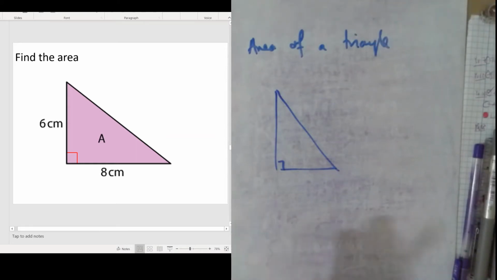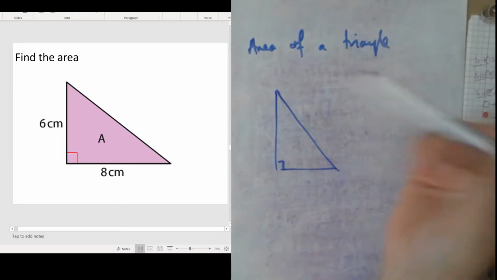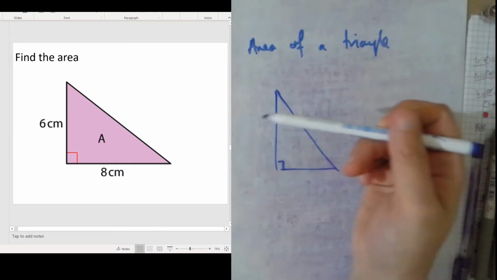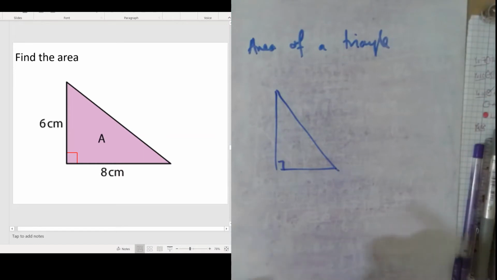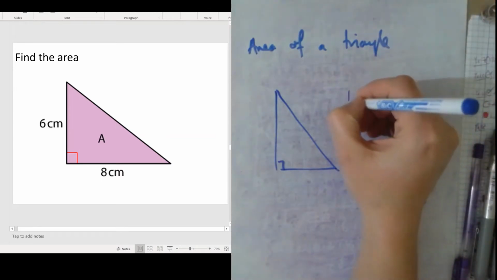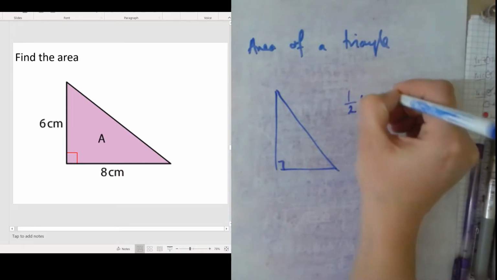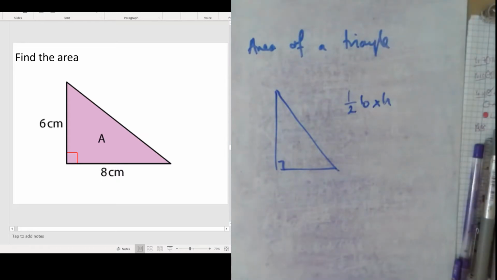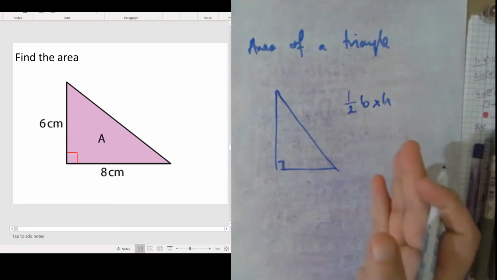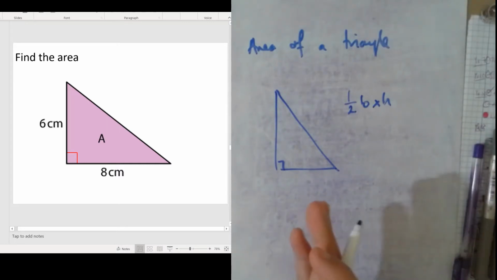Afternoon, guys. So today we're going to look at the area of a triangle. If I gave you a triangle like this one over here, how would you solve it? Most of you would probably say half base times height. Okay, but obviously we are not doing this. We are doing trig.